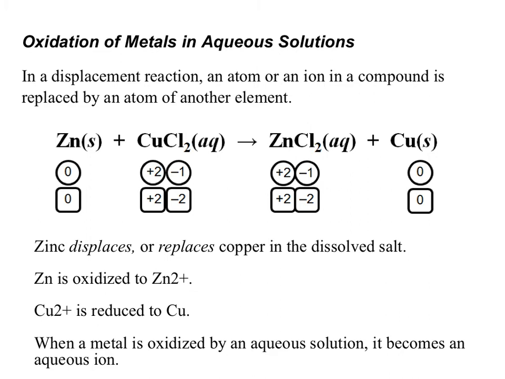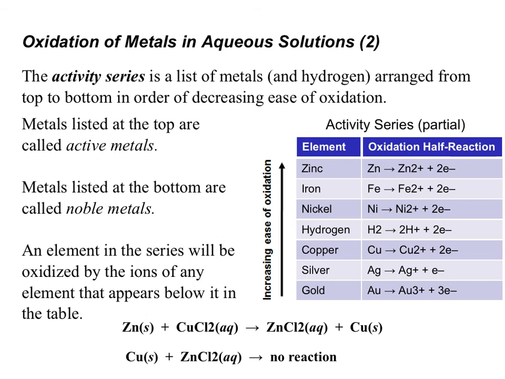So how do we know when a metal is going to replace another metal? The activity series is a list of metals and hydrogen arranged from top to bottom in order of decreasing ease of oxidation.